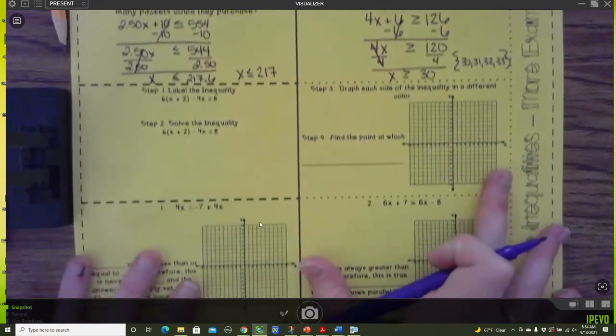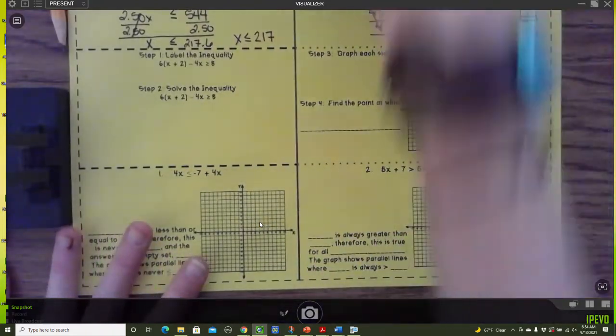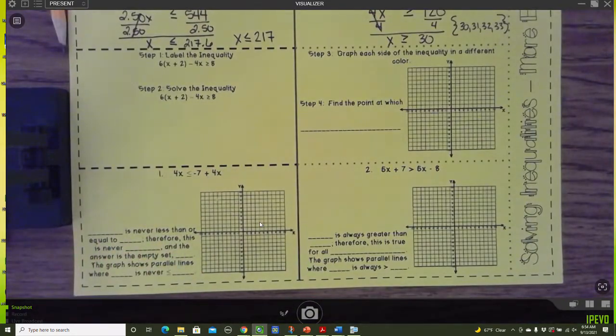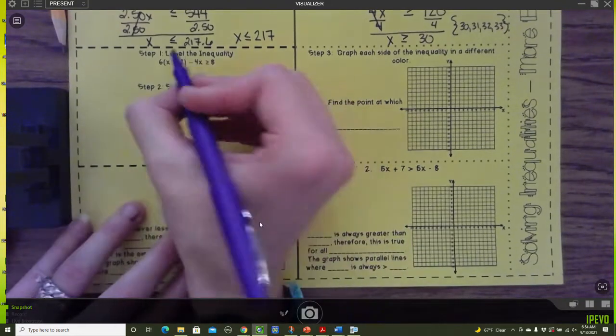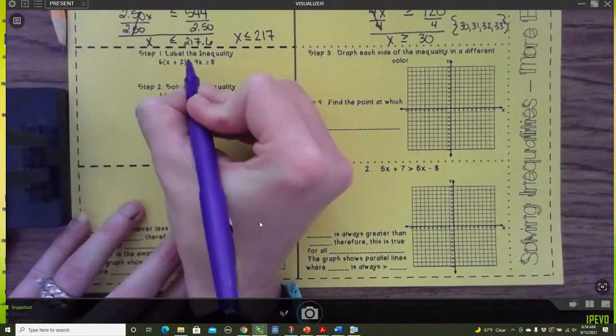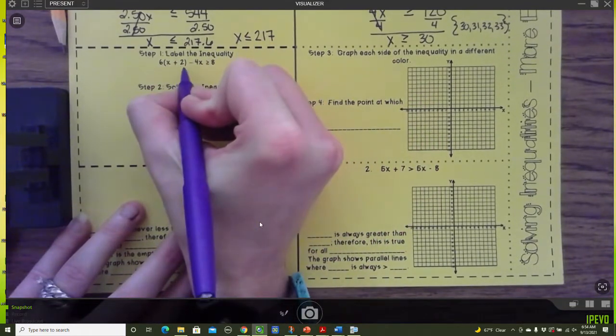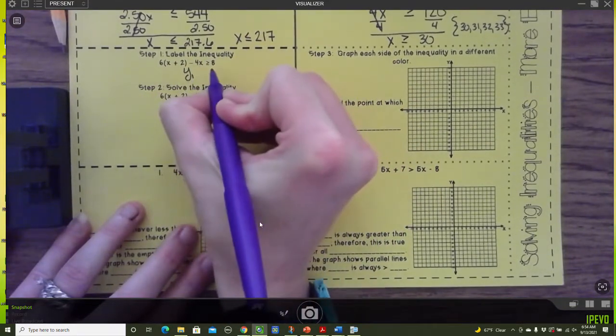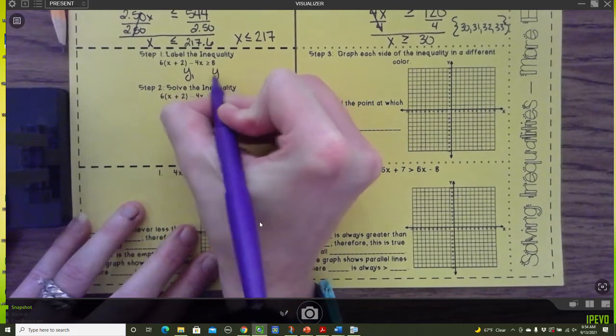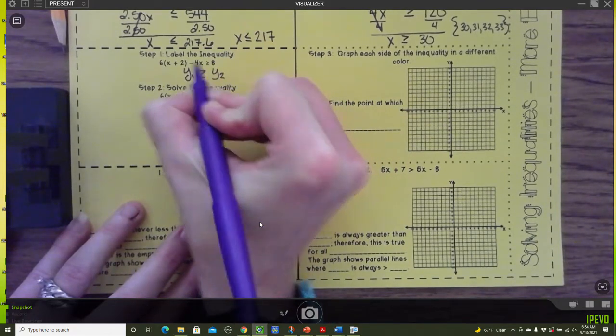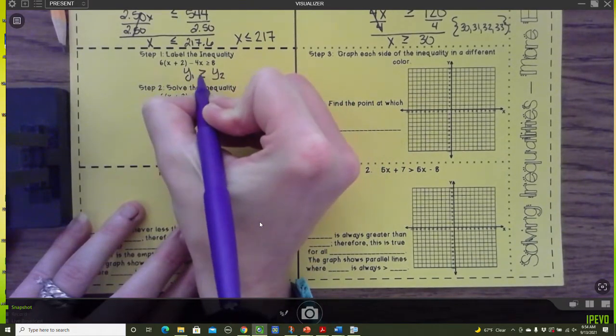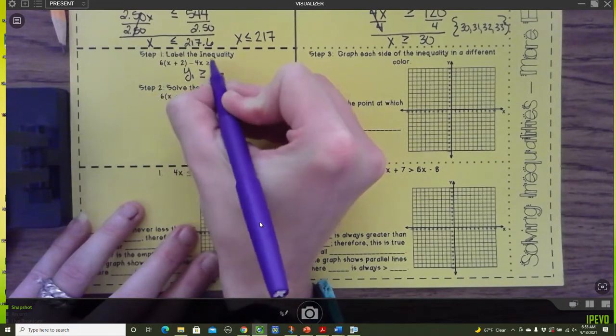All right, on the next side, or the next row, we are looking at graphs. So first thing that we're going to do is we are going to label this inequality. And what I mean by label is we're going to give each side a name. So the first side here, we're going to call y1. The second side here, we're going to call y2. So left side, y1, greater than or equal to the right side, which we're going to call y2.